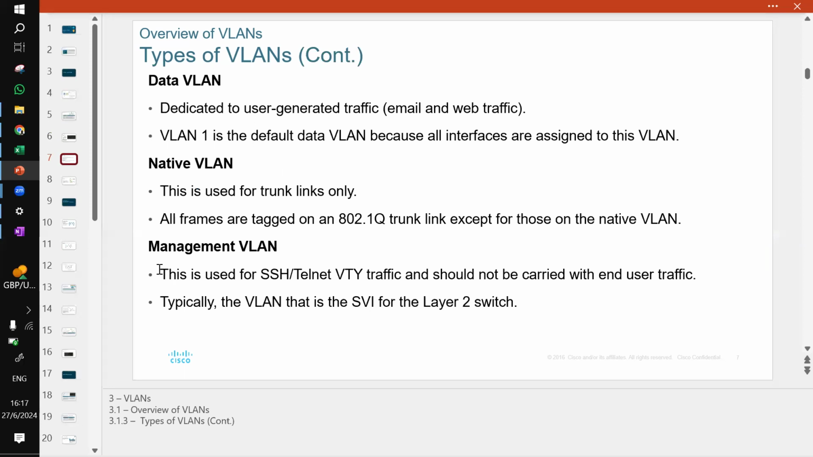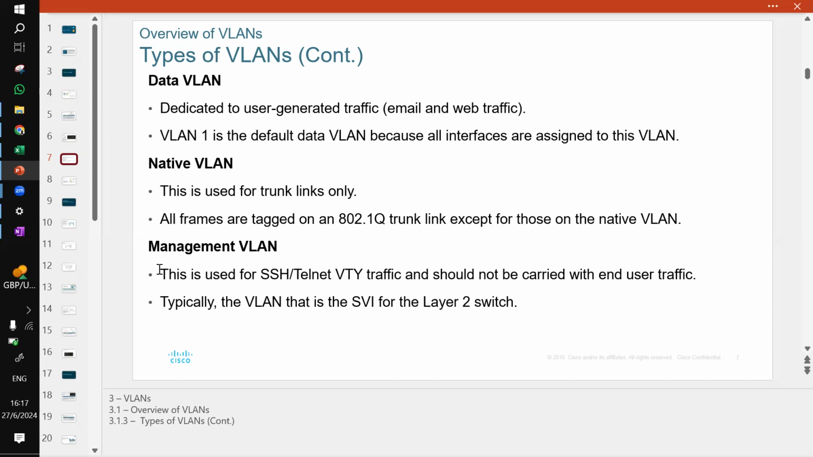If you want to send user data, then we have a data VLAN. We have a native VLAN for untagged frames, frames that are not tagged. When we talk of tagging, how do you identify a frame as VLAN 10, VLAN 20, VLAN 30, etc.? A tag is added to the frame, and the VLAN ID is written in it, right? That's how a frame knows it belongs to VLAN 10, VLAN 20, etc.